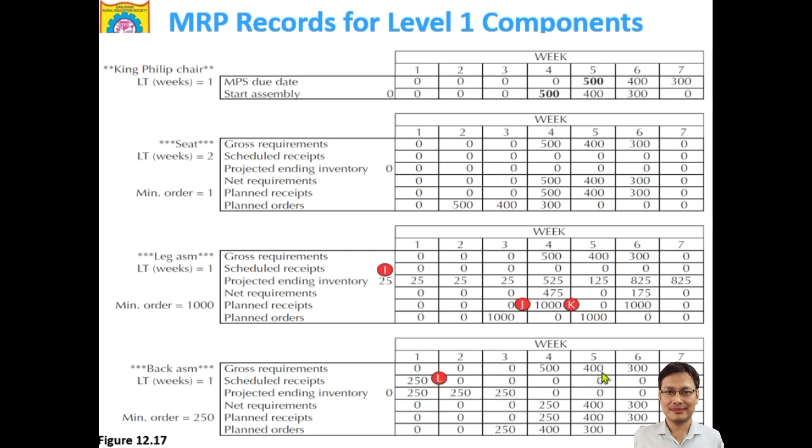Likewise, for the fifth week, the requirement is 400 back assembly, and the same follows for the net requirement. Since the previous week's in-hand inventory is 0, the net requirement will become 400, and the planned receipt will be 400, and we'll be placing 400 units in week number 4, because it's possible to place 400 exactly, as the minimum order is 250.